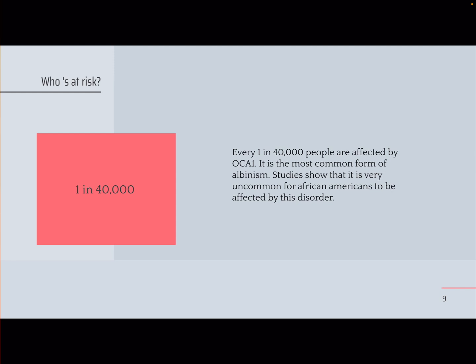So you may be wondering, who exactly is at risk for oculocutaneous albinism? Researchers and studies show that 1 in 40,000 people are affected by OCA1. OCA1 is the most common form of albinism, and studies also show that those within the African American populations are less likely to be affected by this disorder.